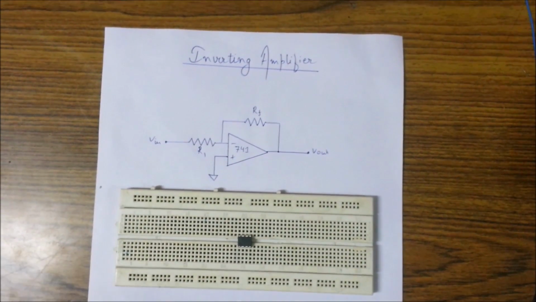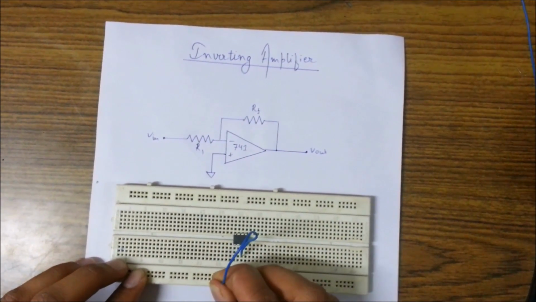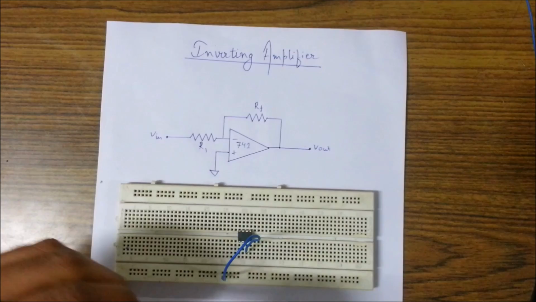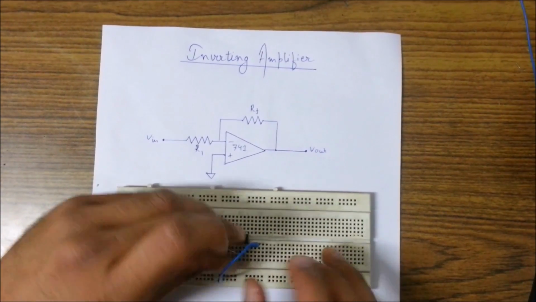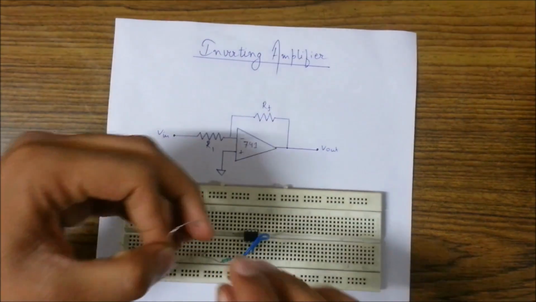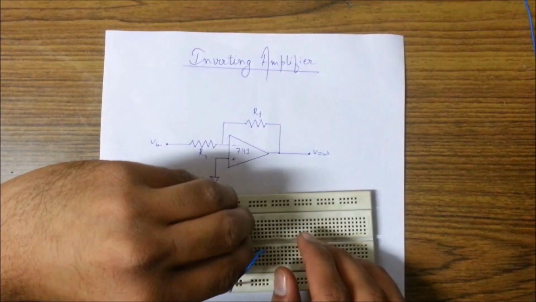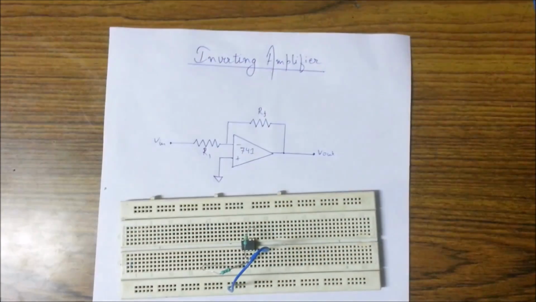We just placed the 741 IC over our breadboard. Now I would be grounding pin number 3, that is the positive pin of our 741 IC. Now applying R1 from pin number 2, that is the negative pin, to the V input. Applying RF from the second pin, that is the negative pin, to the 6th pin, that is the output pin.